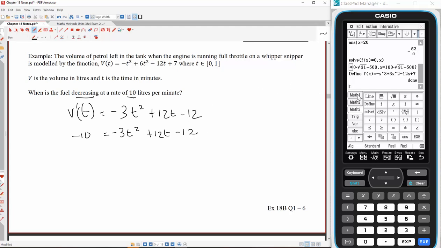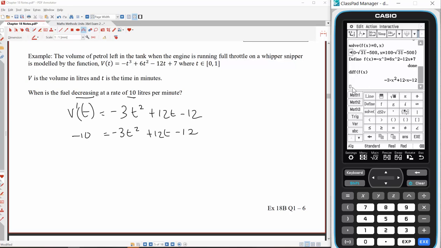So let's do this on the calculator. So first of all, I'll diff f of x. And what I'll do is now solve when the ans, which you get by doing shift and EXE to get ans, equals negative 10 for x. Right, and it says that it'll be decreasing at a rate of 10 litres per minute 2 times. Once there and once there.